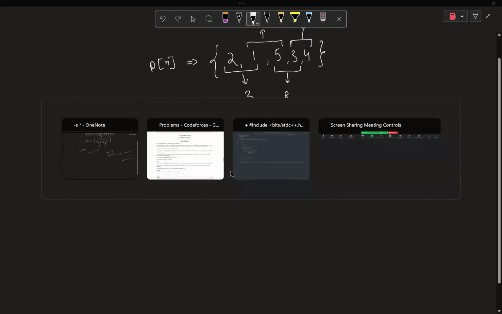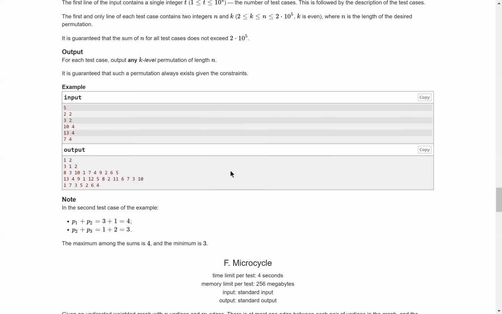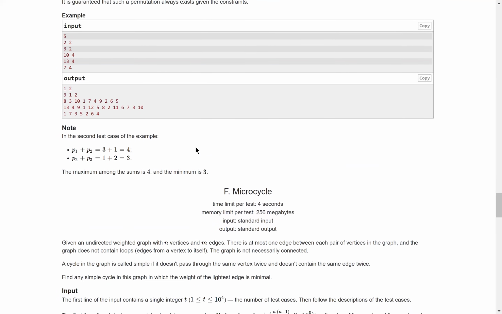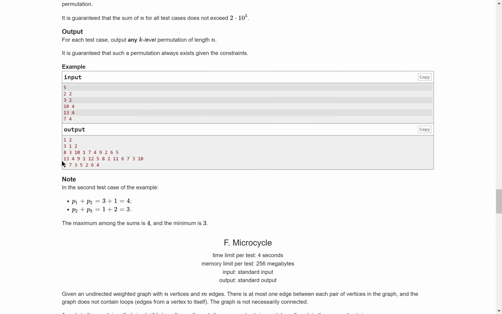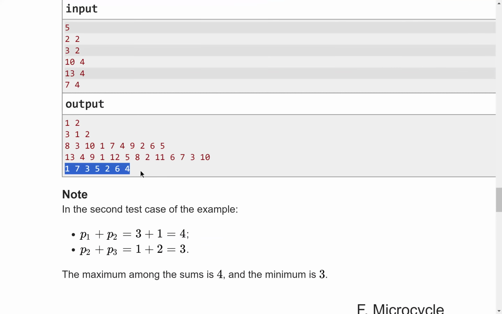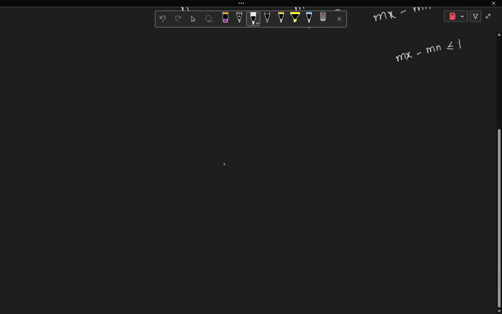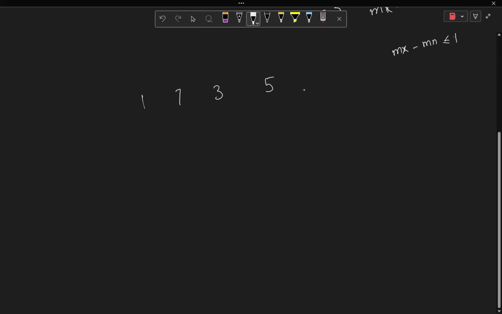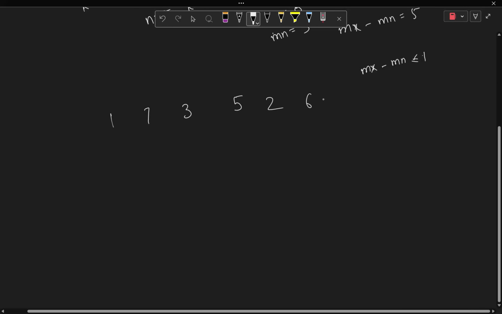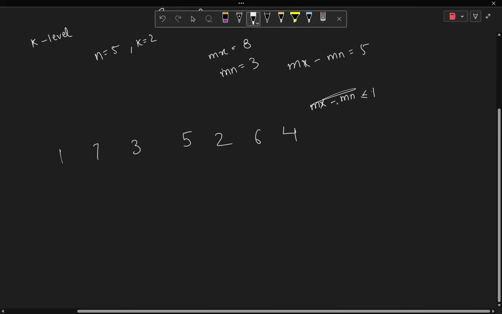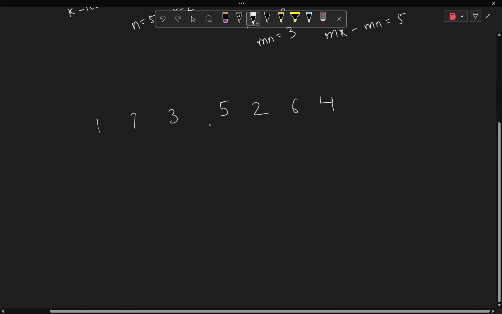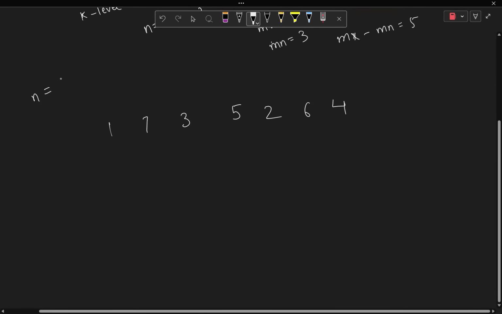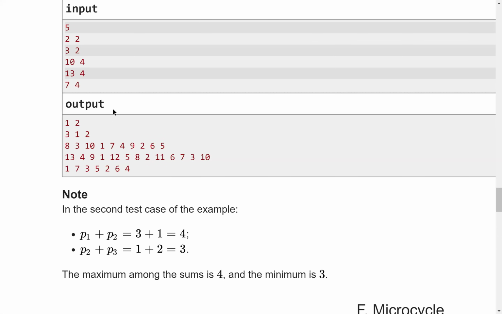Let me show an example as well of a permutation. Let's see, they have given this permutation: 1, 7, 3, 5, 2, 6, 4. Let me erase this here so that we will have some more space. And here n is equal to 7 and k is equal to 4.